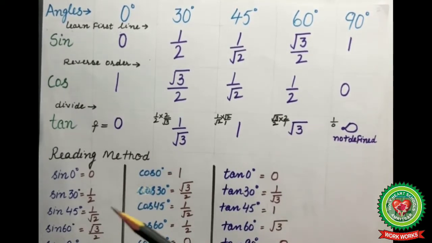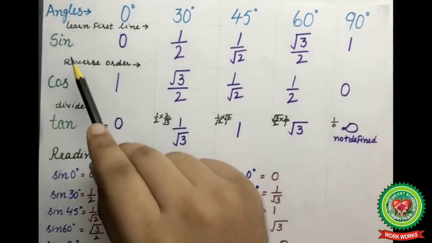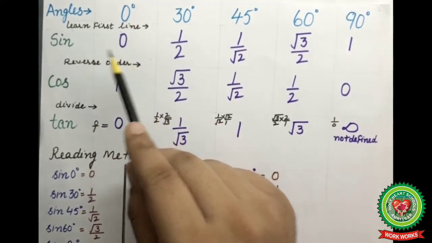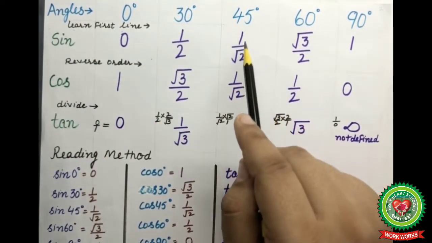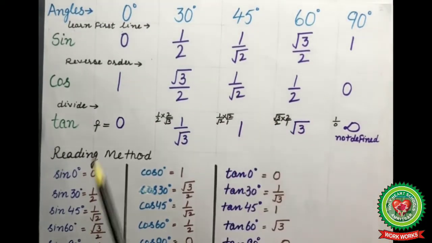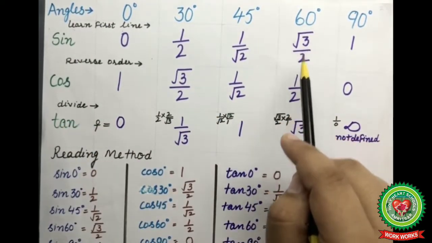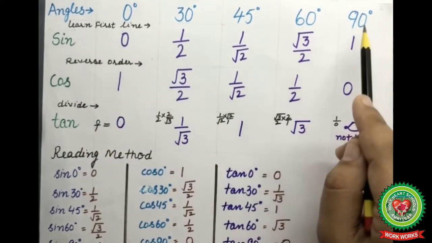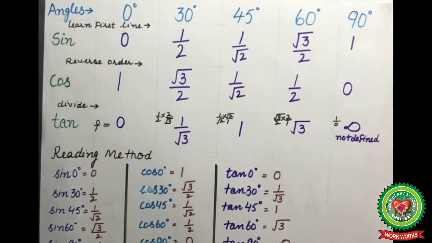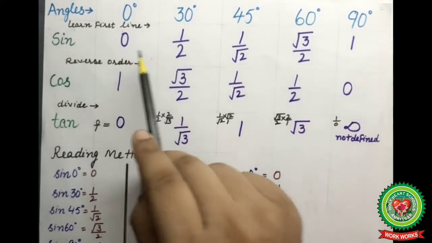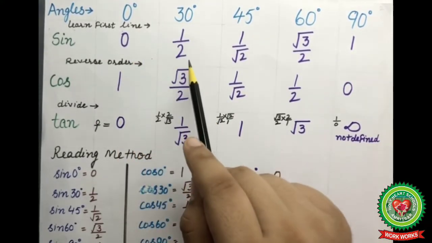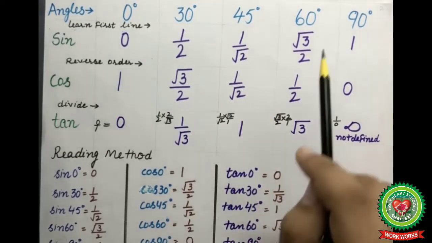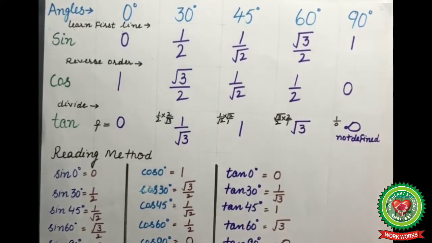Now students, let us revise the values of sine theta again. Sine 0 degree is equal to 0. Sine 30 degree is equal to 1 upon 2. Sine 45 degree is equal to 1 upon under root 2. Sine 60 degree is equal to under root 3 upon 2. Sine 90 degree is equal to 1. Students, now for remembering the values of the other T ratios, just learn this line by heart. That is 0, 1 by 2, 1 by under root 2, under root 3 by 2 and 1.